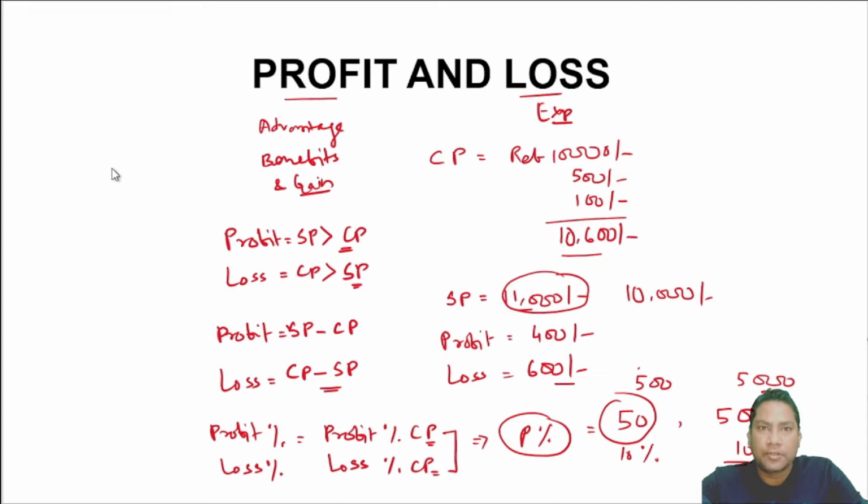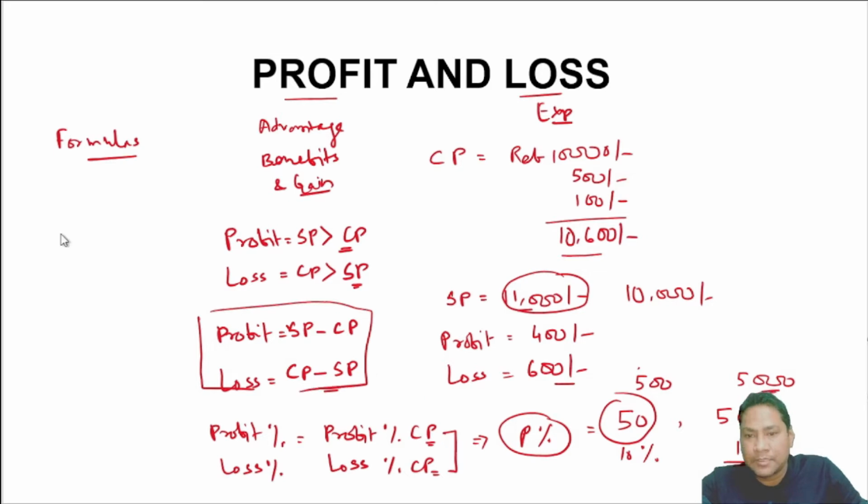Now we look at the formulas which are used in this chapter. Here we have two formulas, profit and loss. Next is profit percentage. We have said that profit percentage is calculated on cost price. The formula of profit percentage is profit divided by cost price into 100. Likewise, loss percentage will be loss divided by cost price into 100.